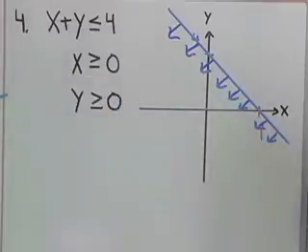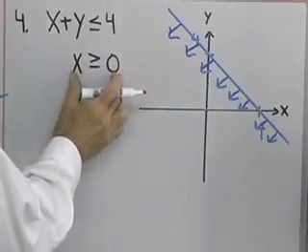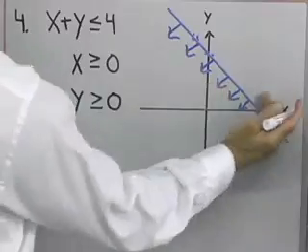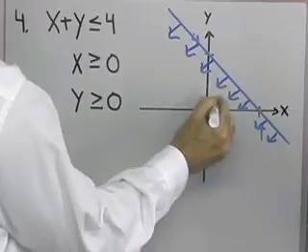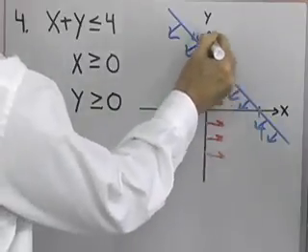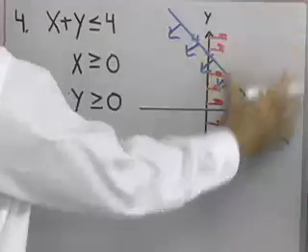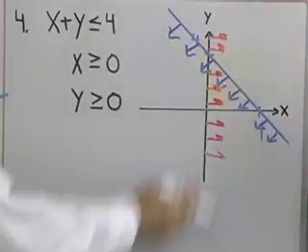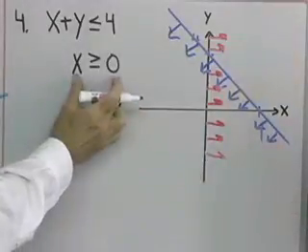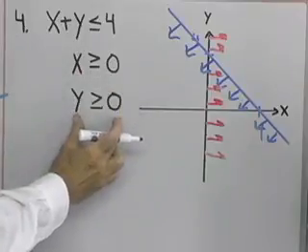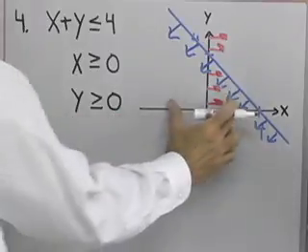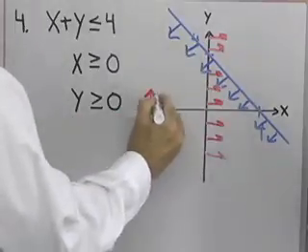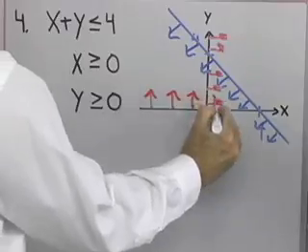Next, this inequality, x is greater than or equal to 0. Well, that's going to be all the x coordinates that are positive. That will be everything from the y-axis on over. So the boundary will be the y-axis, and I'm looking at all the ordered pairs over here in quadrant 1 and quadrant 4, including the y-axis because this is greater than or equal to 0. Y greater than or equal to 0, well, that's all the ordered pairs with positive y coordinates. That's going to be everything from the x-axis on up. So that's everything up in this direction.